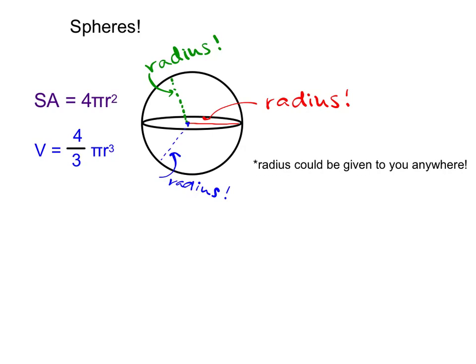The other thing is, if they give you the whole diameter, just know you have to cut it in half to get your radius. That's all.